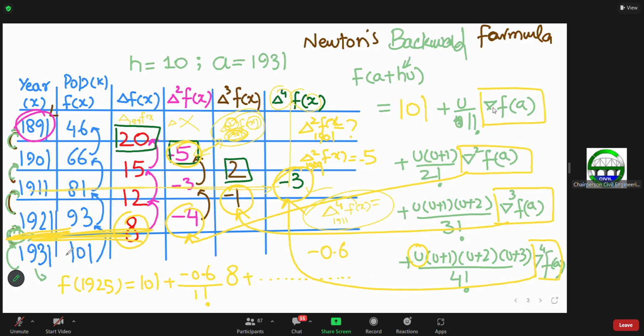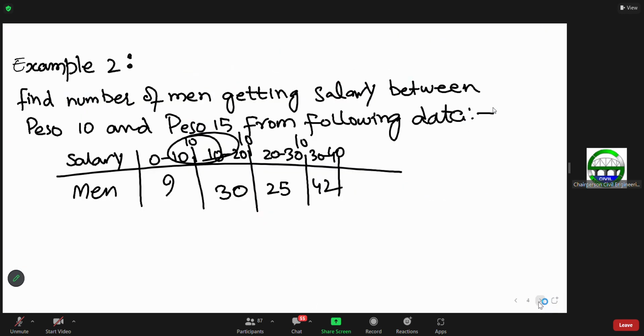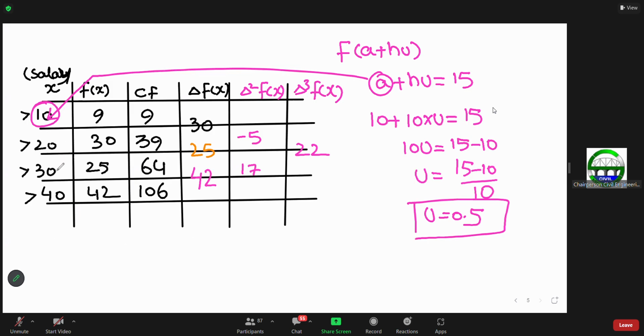If we go from the bottom, we will take this value as a base. Whenever you go forward, it will be your 10. If they ask you to find a value between 20 and 30, then your base will be 20, right? And then you will start with this one.